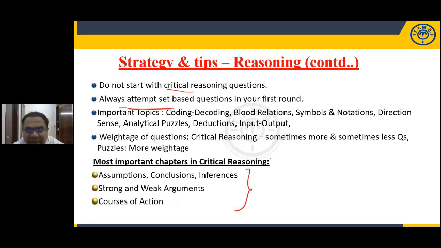Critical reasoning requires your English skills, grammar skills, plus logical skills. Logical skills plus English grammar understanding; then you can do critical reasoning in a better way. So these are the topics: assumptions, conclusions, inferences, strong and weak arguments, courses of action.